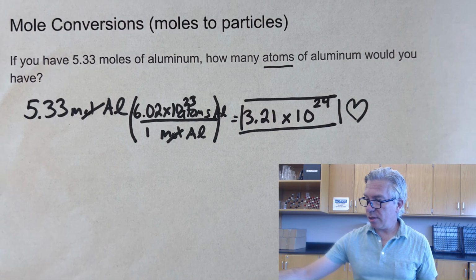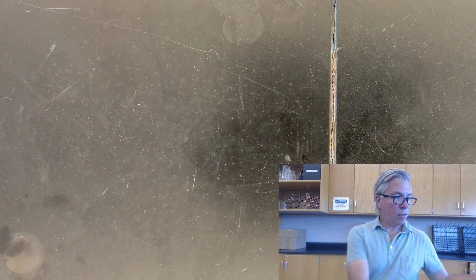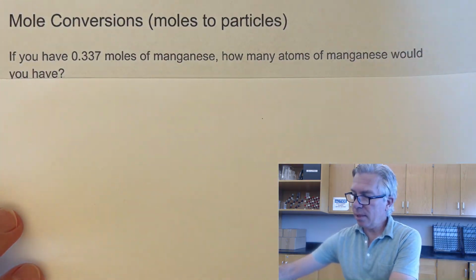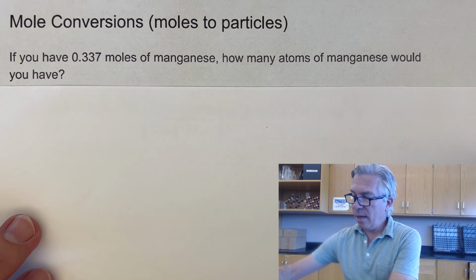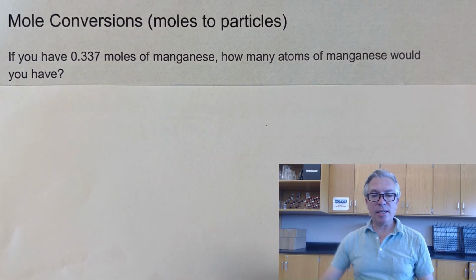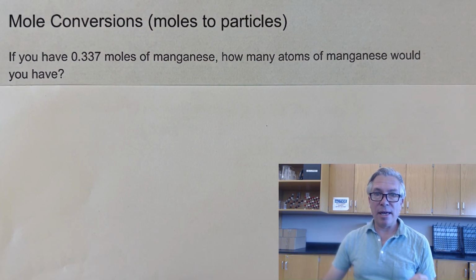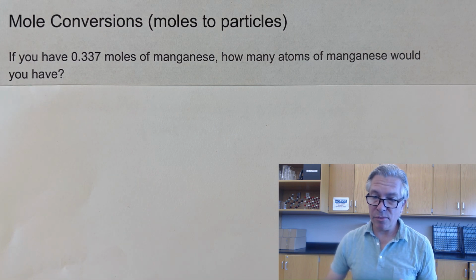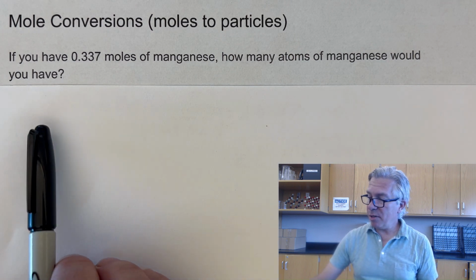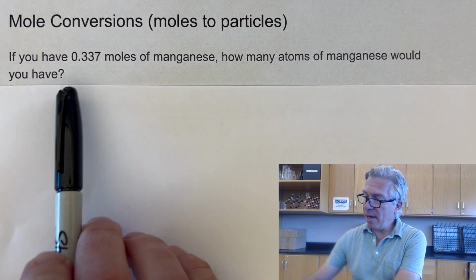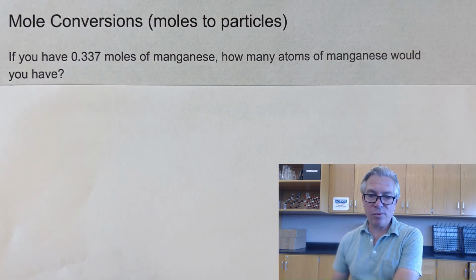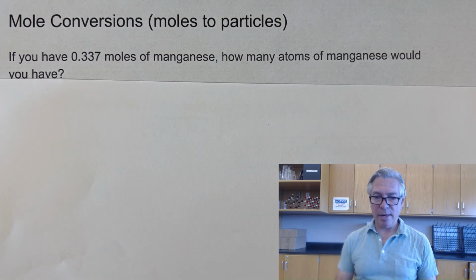Okay, it's your turn. And I will put the second one over here. This time we're dealing with manganese. And even though it's a different element, the number of atoms in a mole of manganese is the same as the number of atoms in a mole of aluminum. So take a moment, pause the video, try to figure out how many atoms of manganese are in 0.337 moles of manganese.